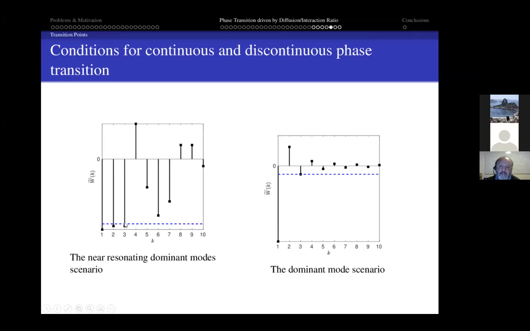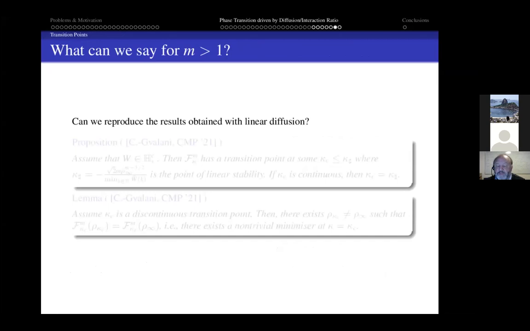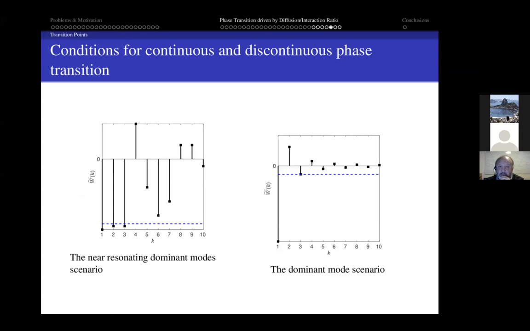And this other case is a case in which there is some kind of resonance between several Fourier modes. So if you have several negative Fourier modes that are nearby in value, and they also satisfy certain relations between the modes, then you have a discontinuous phase transition, meaning that the first value of kappa in which you have another steady state might be even before the first bifurcation point. Okay. So these cases, in fact, also happen for nonlinear diffusions.